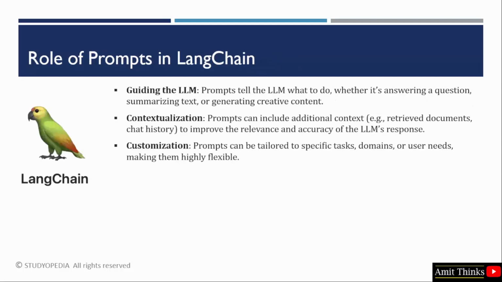What is the role of prompts in LangChain? We all know what is a prompt. We got a lot of answers on typing prompts on Copilot, Claude AI, ChatGPT, Gemini, and many other chatbots. But what is the role of prompts in LangChain? It actually guides the LLM while answering a question or while summarizing a text. These prompts can also include an additional context like chat history, retrieved documents, and others, so that the relevance can be enhanced and to make the response of the LLMs more accurate.